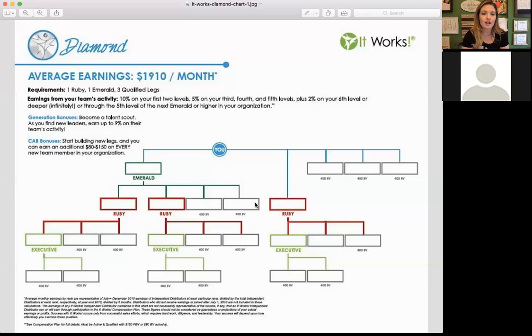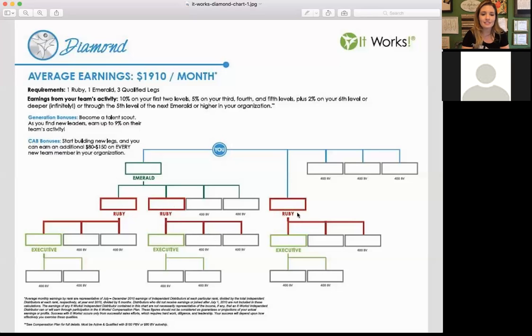Help them get their customers, make sure they run their auto ship. You talk to your Ruby. You have distributor 1 and distributor 2. Make sure they have their 400 group volume. You talk to your executive. You have distributor 1 and distributor 2. So the reality is every single person, your Emerald, 2 distributors to 400. Your Ruby, 2 distributors to 400. Executive, 2 distributors. You see the trend here?